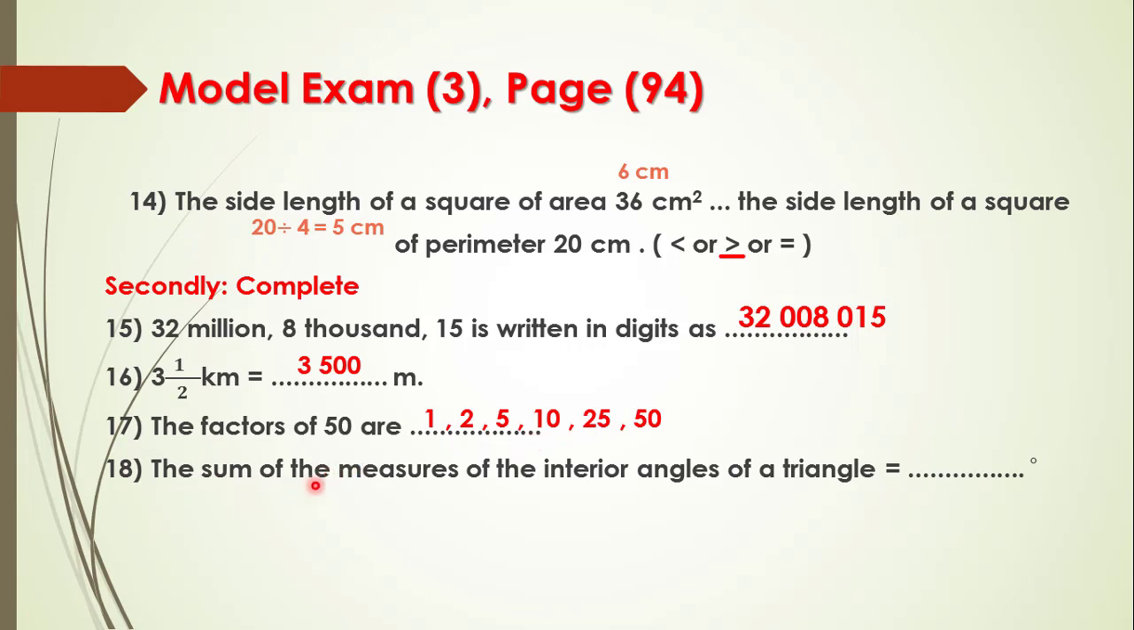Number 18. The summation of measure of interior angles of a triangle is, of course, 180. You all know.